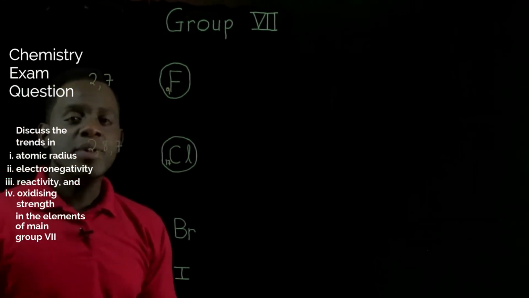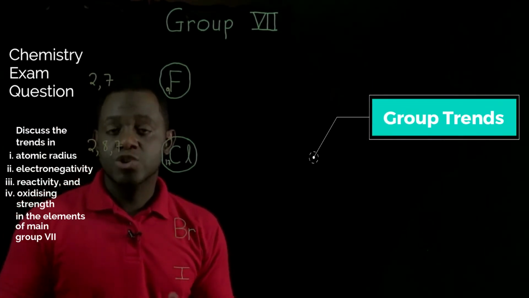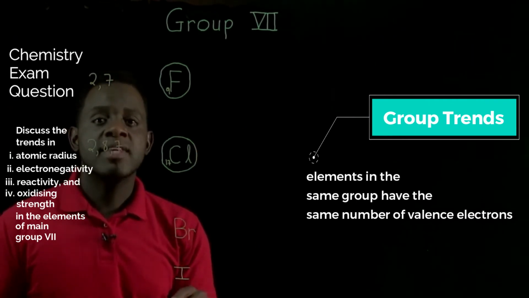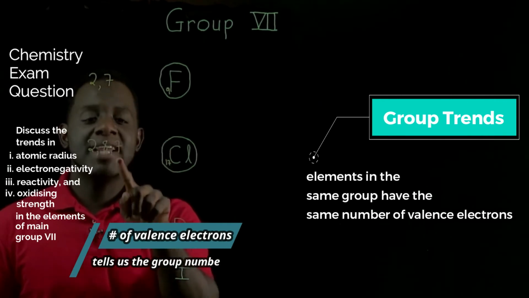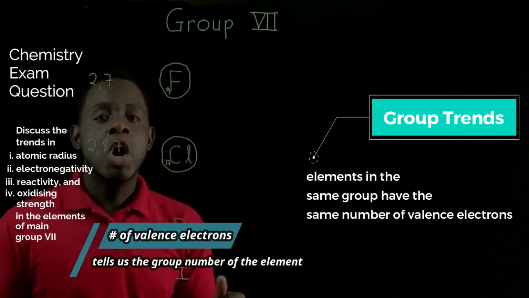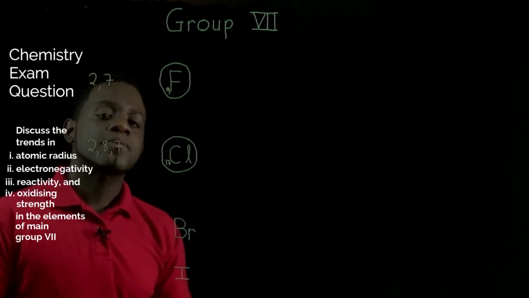7. We see here the development of the first trend, and that is within the group, the elements will have the same number of valence electrons. Valence refers to the outermost or the last shell of these atoms.